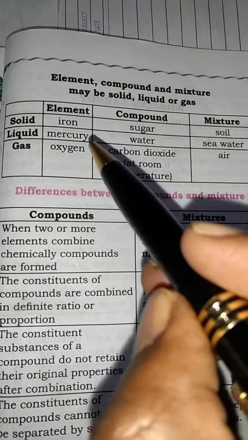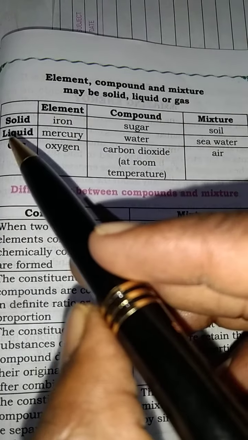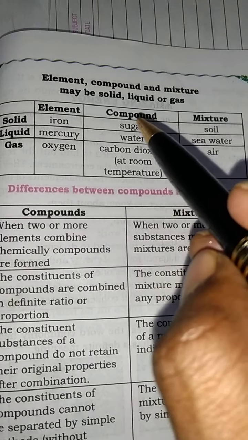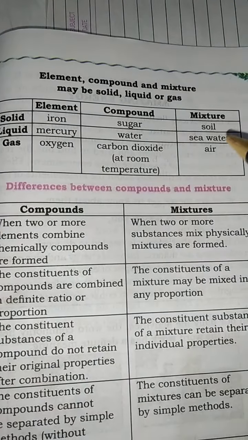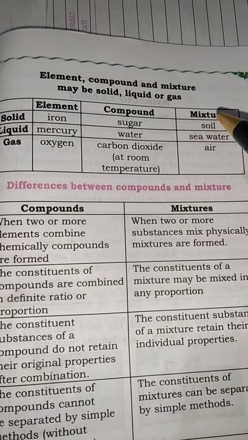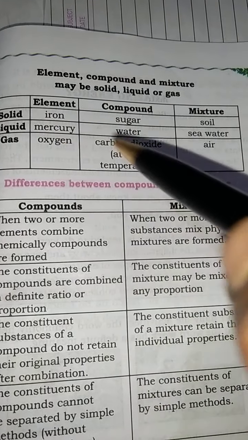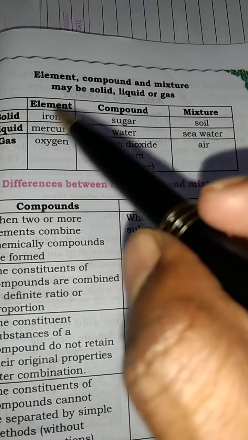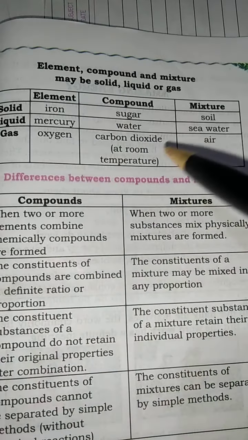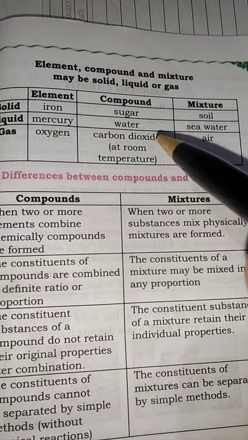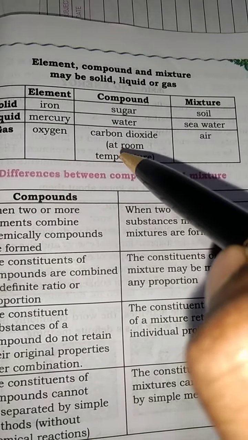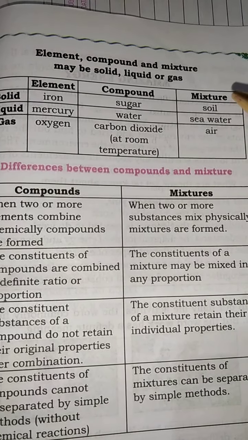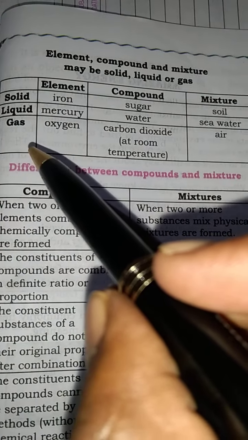Also, mercury is the example for an element in a liquid state. Water is the example for a compound in a liquid state, and seawater is the example for a mixture in a liquid state. Oxygen is the example for an element in a gaseous state. Carbon dioxide is the example for a compound in a gaseous state at room temperature, and air is the example for a mixture in a gaseous state.